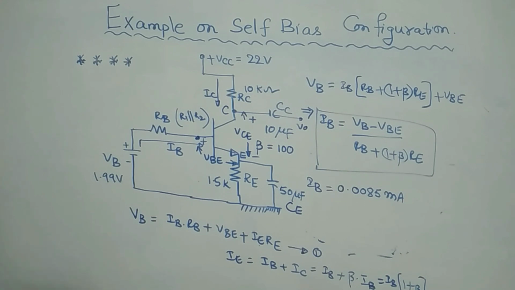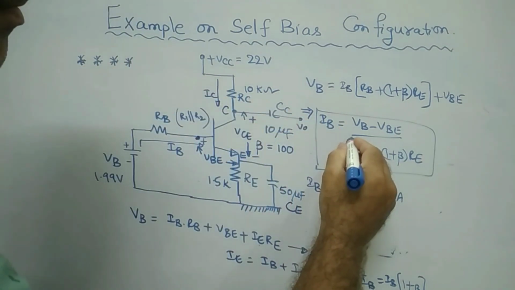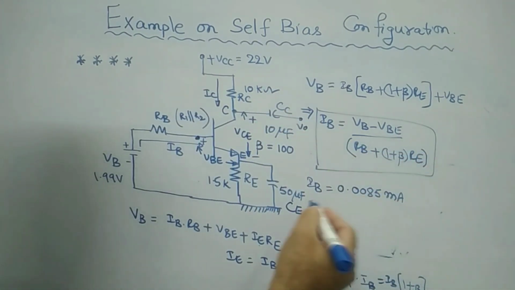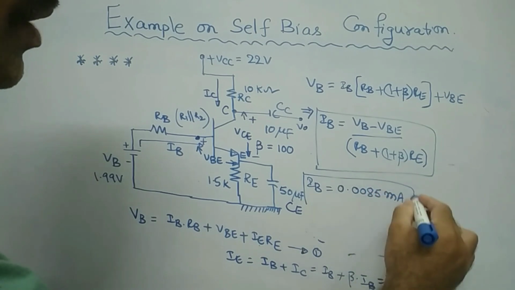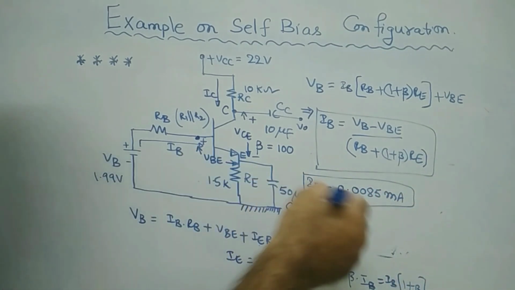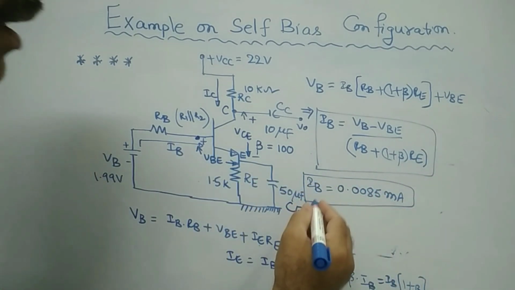Okay. This is what normally your IB is. This is what your IB value. You can evaluate this value from your calculator. And now this is IB.